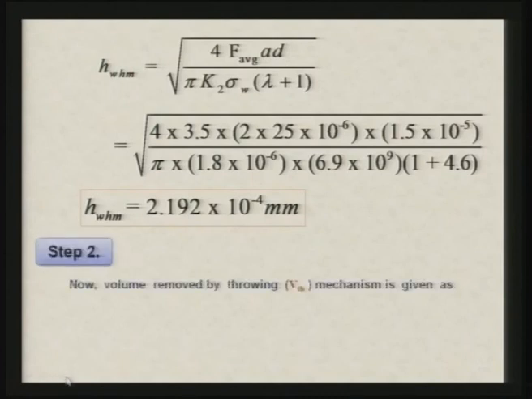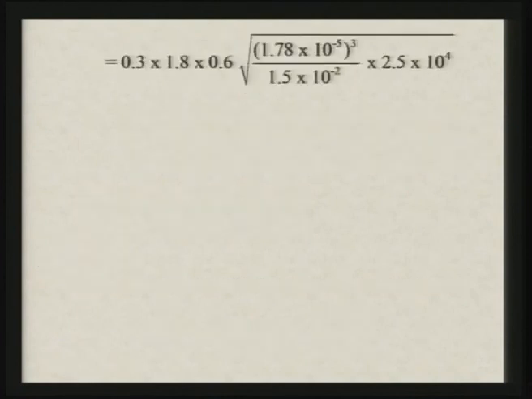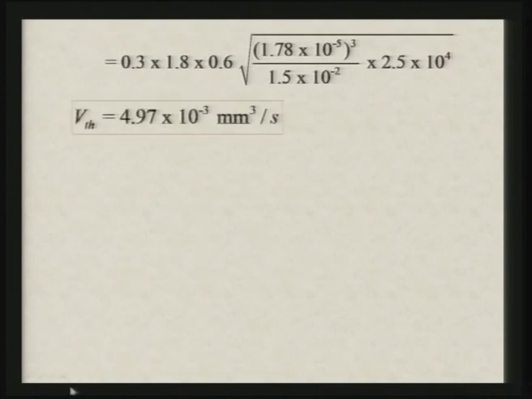Now, the volume removed by the throwing mechanism is given as follows. This particular equation is to be used for the throwing model that we have already derived, and if we substitute the values of various parameters, we get that the volume of material removed by the throwing model is equal to 4.97 into 10 raised to power minus 3 cubic millimeter per second.